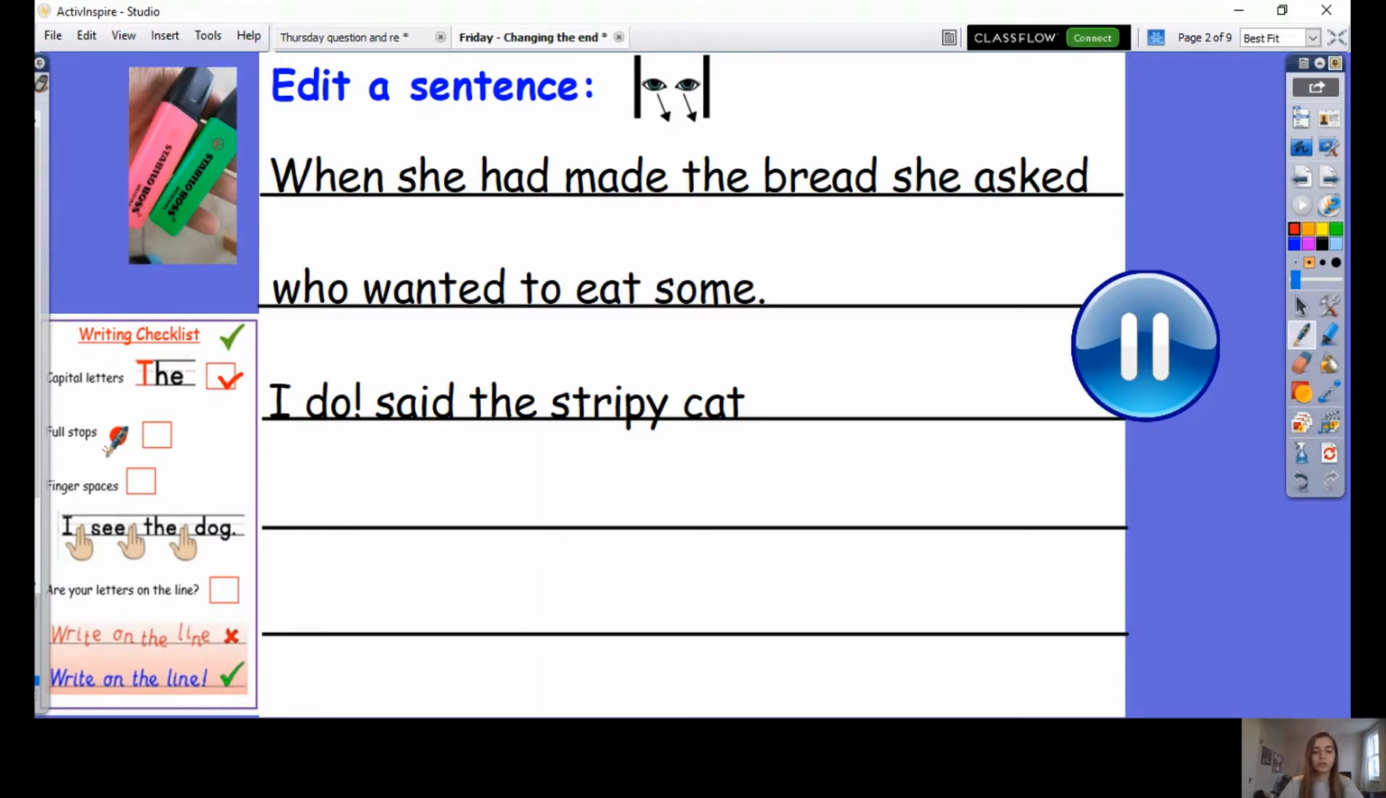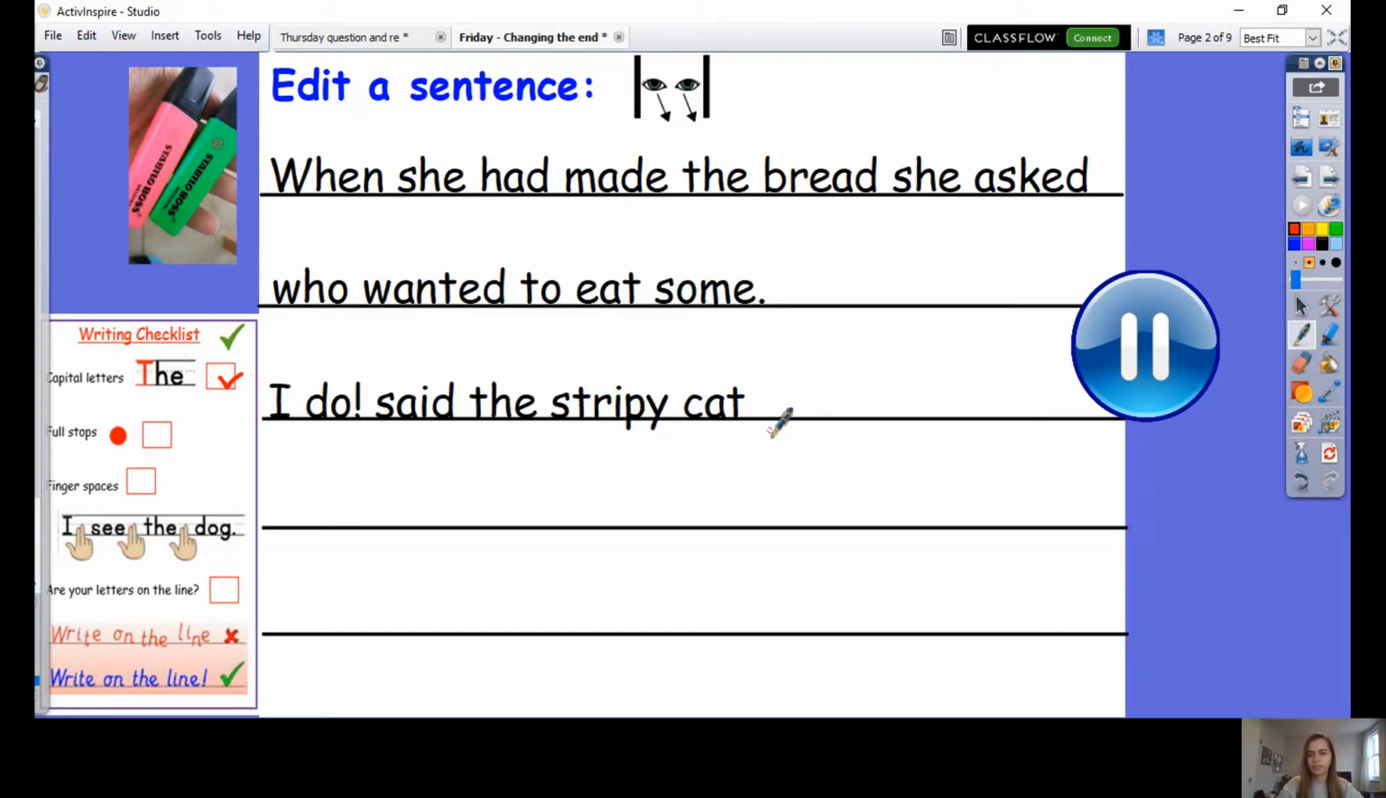Next, we are looking for full stops. Where do full stops go? Do they go at the start of our sentence, in the middle of our sentence, or at the end of our sentence? They go at the end of our sentence. Well done. So let's look at our first sentence. At the end, who wanted to eat some? Have we got a full stop? Yes, we do. I do, said the stripy cat.